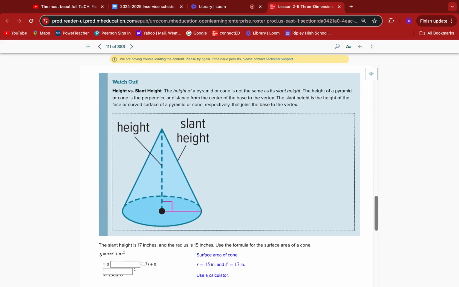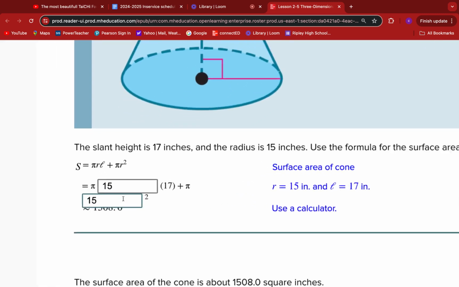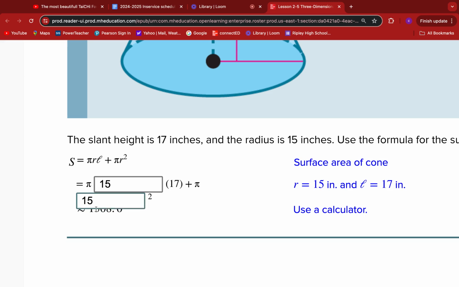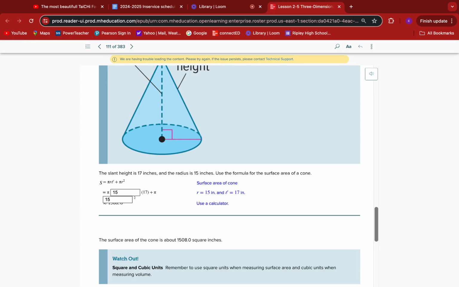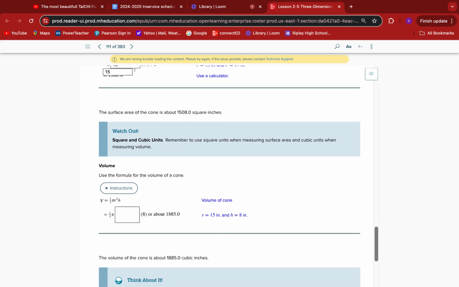All right, okay. All right, so we're just plugging in. So we're going to plug in pi times my radius, which is 15, 17 for the slant height, plus pi, and then again plugging in my radius of 15 squared. And okay, well, you can't really see it, but there is the answer, which is luckily in your book, because once again, McGraw-Hill does a horrible job of showing.